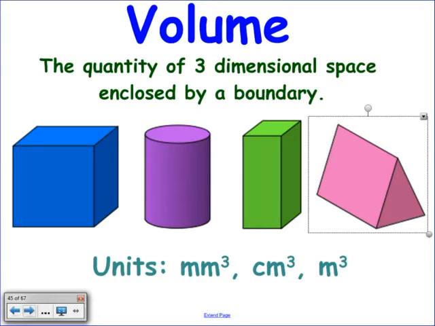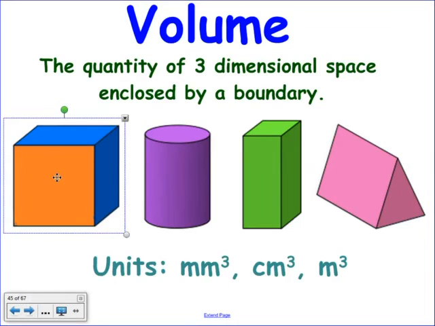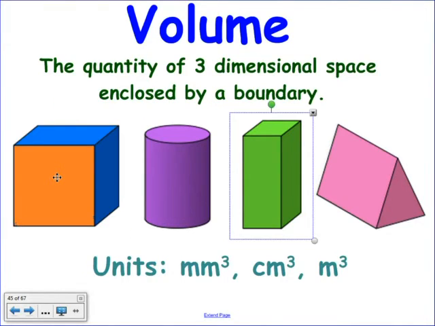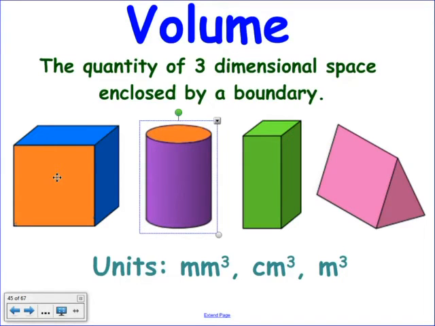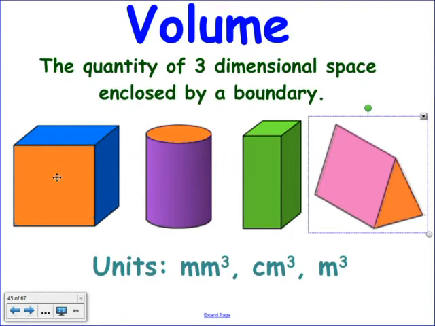Volume. The way to deal with volume of any three-dimensional shape is look at the two-dimensional shape that you know how to work the area out for and multiply it by the depth. So if it's a square or a cuboid, just take the basic shape, the width by the height, and then multiply it by the third dimension, the depth. If it's a cylinder, the hard bit is working out the area of the circle, the pi r squared, and then just multiply it by the depth of the cylinder. Same for a prism. If they give you a triangular prism, work out the area of the triangle and then just multiply it by whatever's behind it.